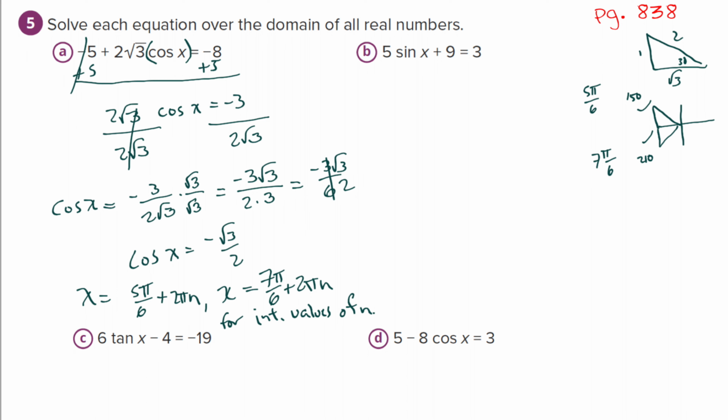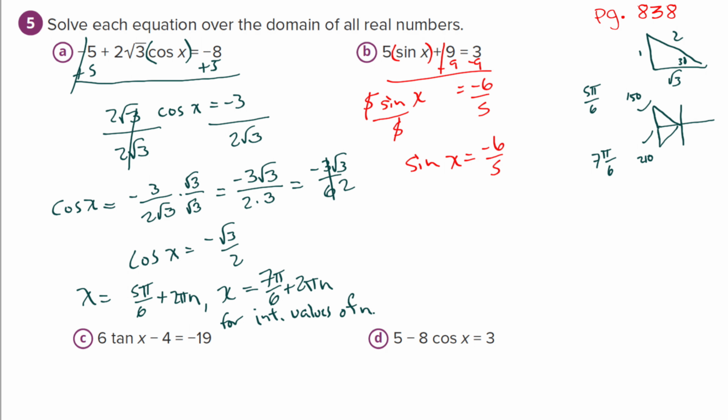Letter B is a little different than what we've done before. To solve this, I like to put this in parentheses. All right, so we have to subtract 9 from each side. That gives us a -6 on the right. These cancel. We get 5 times the sine of x. Now we can divide by 5. And we get this number here of -6 over 5. So the sine of x is going to equal -6 over 5.